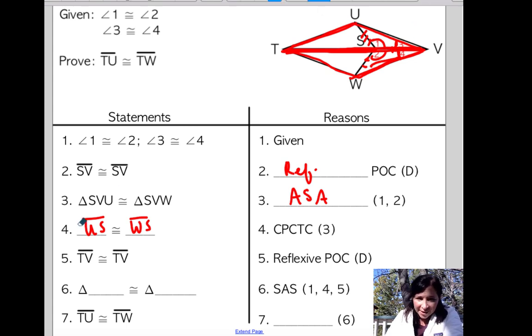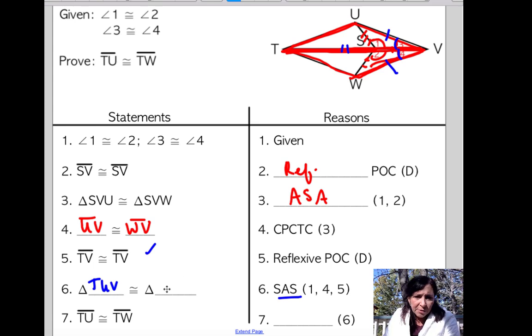So if you wrote this, we're going to erase that, and we're going to say UV is congruent to WV, okay, you see that? Because then you can say this is congruent to this. You already know that angle 3 is congruent to angle 4, and if you say TV is congruent to itself by the reflexive property, then this big triangle is congruent by side angle side. There you go. And so you can say angle TUV is congruent to angle TWV, and therefore TU is congruent to TW by CPCTC.